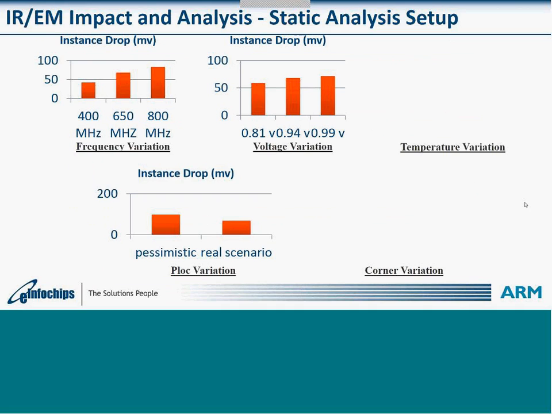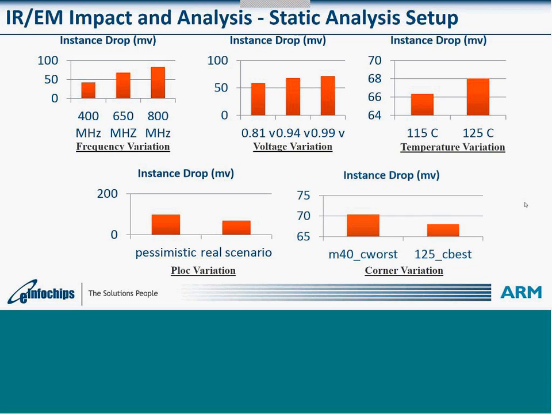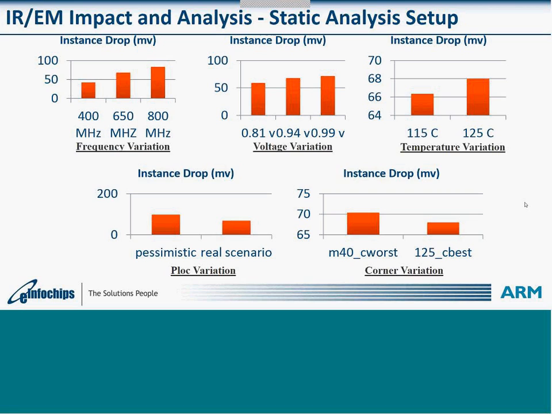IR and EM impact. There are multiple things. One is temperature inversion again, as well as corner selection. Just a degree of temperature difference, like 115 degrees to 125 degrees, changes the instance drop. So we need to be really careful about which temperature our chip wants to operate at, which is the worst temperature, and we have to select that way.